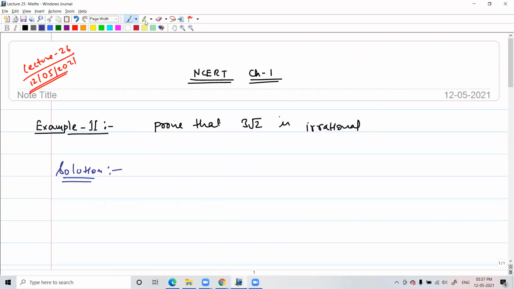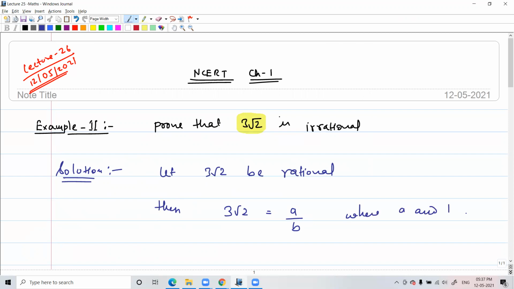Again, whenever we need to prove anything to be irrational, we will consider that to be rational. So let's do that. Let 3 root 2 be rational. And if that is the case, then what will happen? Then 3 root 2 can be represented in the form of a by b, where a and b are integers and b is not equal to 0.